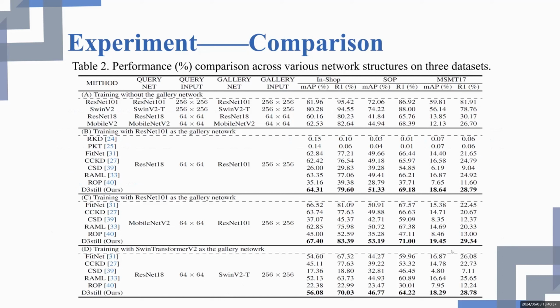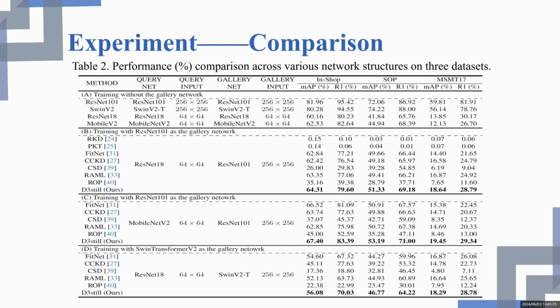For example, when using ResNet 18 as query networks and ResNet 101 as gallery networks, on the MS-7017 dataset, D3still outperforms RAML by 1.82% mAP and 4.2% R1. Even when widening the semantic gap between the query network and the gallery network, our method consistently achieves superior performance. For example, when using ResNet 18 as query networks and Swin Transformer v2 Tiny (Swin v2-T) as gallery networks, D3still exceeds RAML by 1.84% mAP and 3.33% R1 on the SOP dataset.